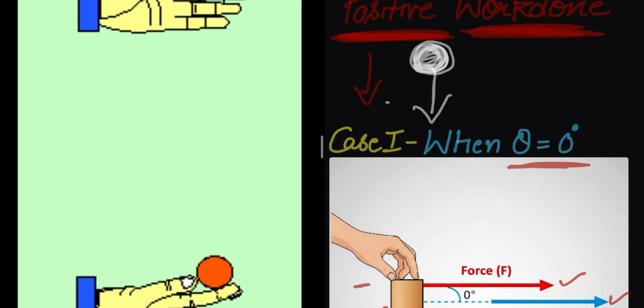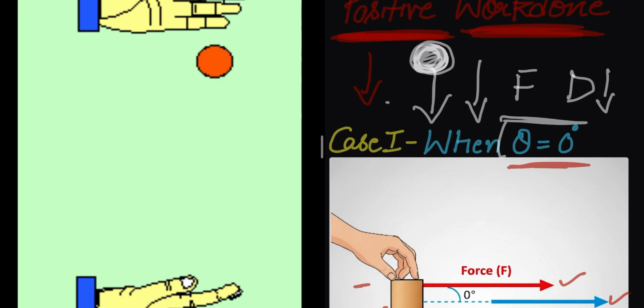Now in which direction is the force acting in this case? Downward. And in which direction is the object moving? Downward. Means the force direction is downward and the direction of displacement is also downward. Now if both are moving downward, both directions are the same, so what will the angle between them be? The angle between them is 0. If the angle between them is 0, what type of work done is it?